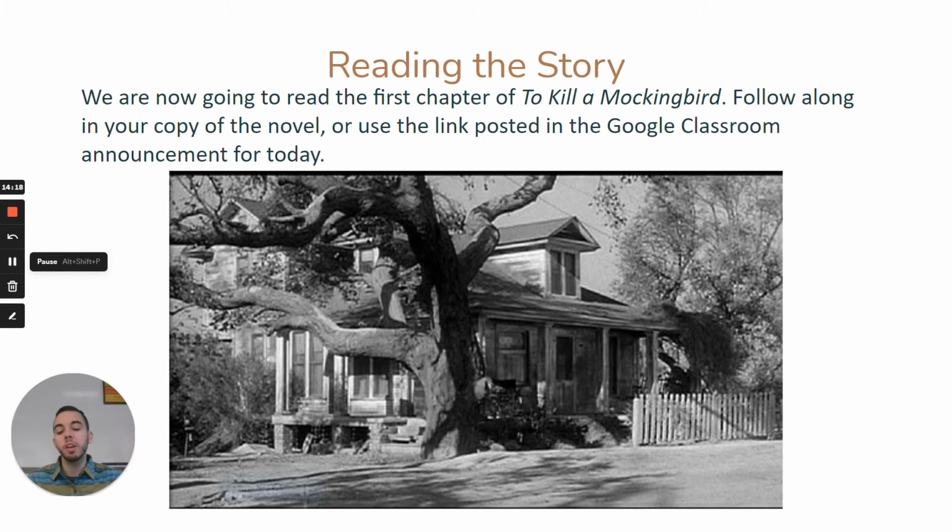When he was nearly 13, my brother Jem got his arm badly broken at the elbow. When it healed, and Jem's fears of never being able to play football were assuaged, or fixed, he was seldom self-conscious about his injury. His left arm was somewhat shorter than his right. When he stood or walked, the back of his hand was at right angles to his body, his thumb parallel to his thigh.